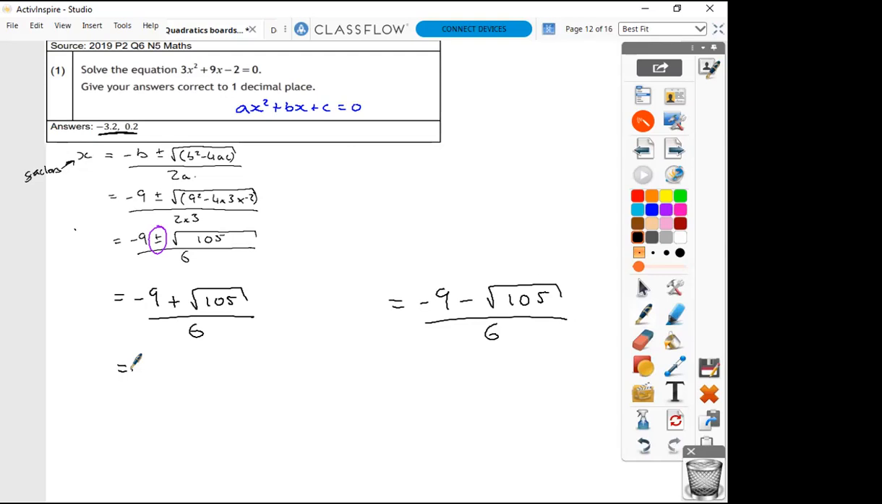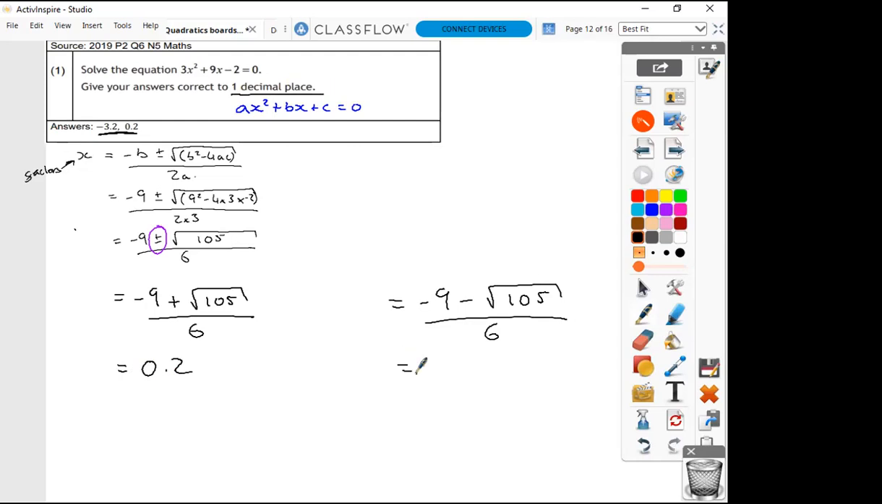Okay, so have a go at sticking that in your calculator. -9 plus root 105 divided by 6. Okay, remember one decimal place. We're rounding that to 0.2.